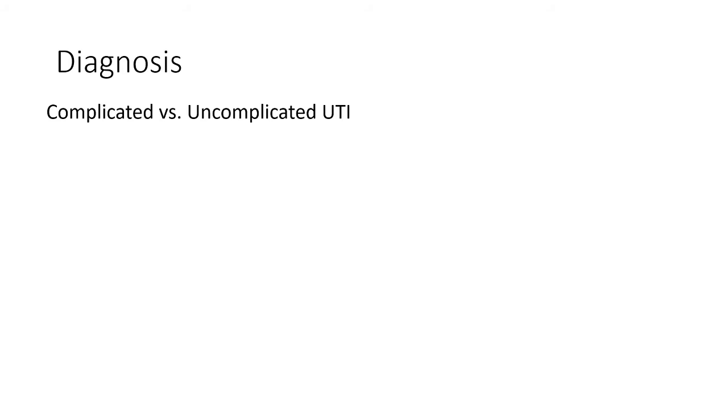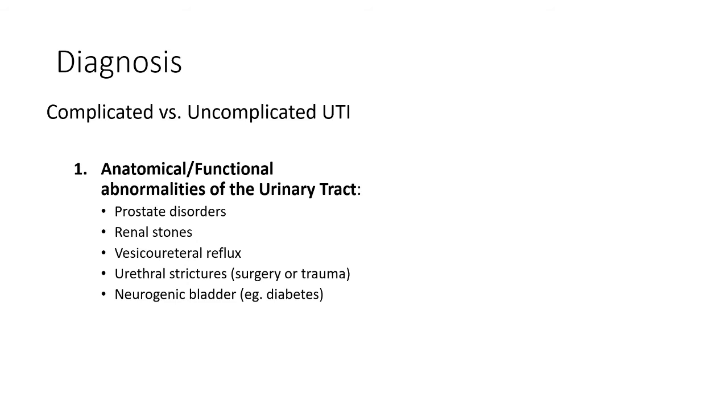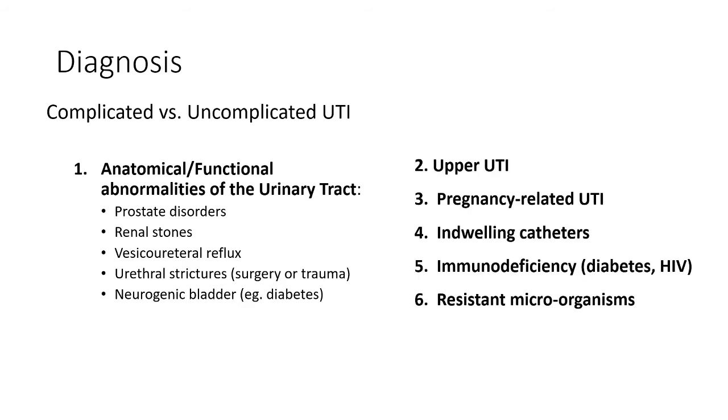UTIs can also be defined as complicated or uncomplicated. Complicated UTIs, as the name suggests, include those of anatomical and functional abnormalities such as prostate disorders, renal stones, and vesicoureteral reflux. Other complicated UTIs include upper UTI, UTI in pregnancy, indwelling catheter-related UTI, UTI in patients with immunodeficiencies, and cases where the causing microorganisms are resistant to treatment.